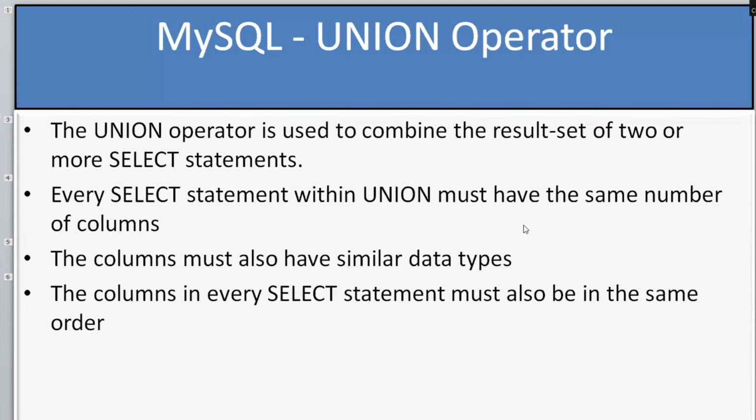In this tutorial, we are going to focus on the union operator. The union operator is used to combine the result set of two or more select statements. Every select statement within the union must have the same number of columns. The columns must also have similar data types. The columns in every select statement must also be in the same order.